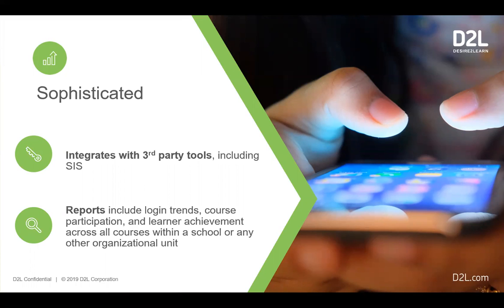Reports include login trends, course participation, and learner achievement across all courses within a school or any other organizational unit. So as I said before, we have that great class progress tool to get a strong understanding of what students are doing. And these reports can include when students have logged in. So you can also take a look and see what students might need to be logging in a little bit more, where they're participating and where they could be participating more, as well as their achievement across their courses. So this is really, really great for those teachers who don't get to see their students every day and who are teaching remotely and virtually. They can still get a good understanding of what their students are working on.